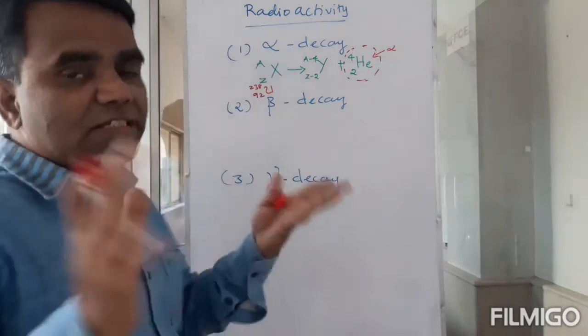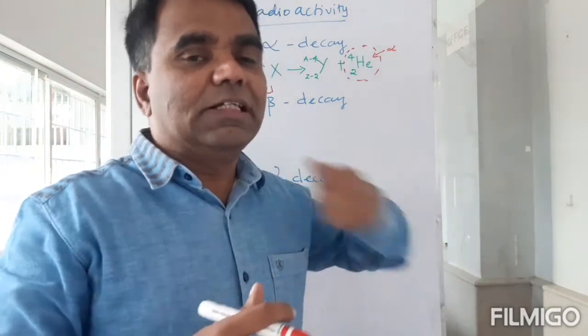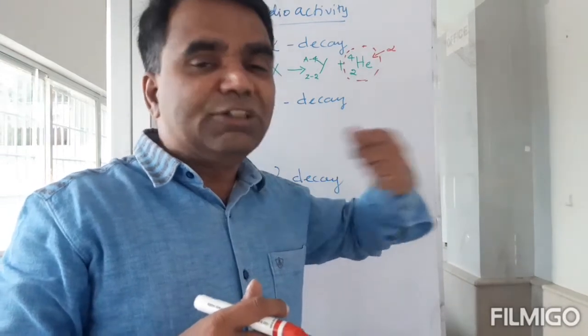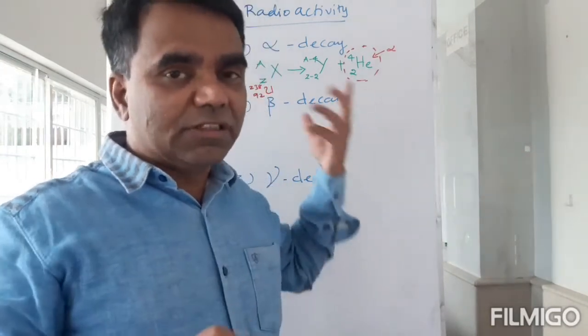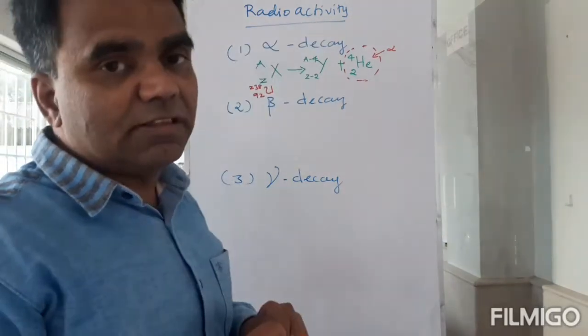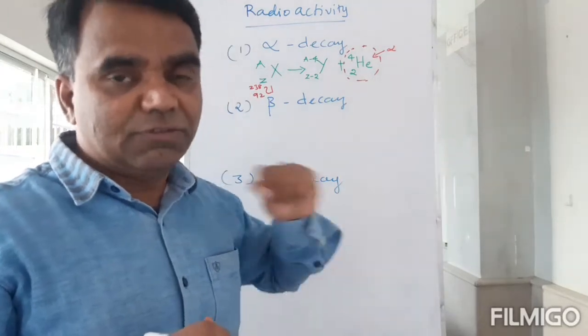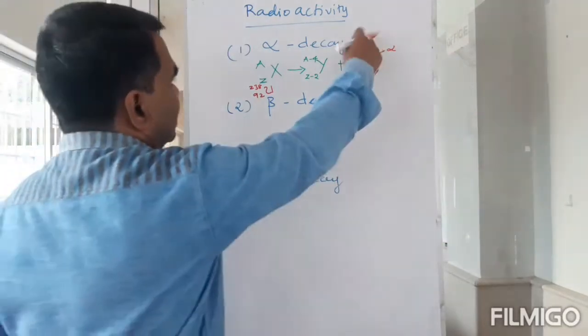So it's an unstable nucleus. Since it's unstable, it will undergo radioactivity. And what type of radioactivity does it undergo? It undergoes alpha decay. When it undergoes alpha decay, it's going to emit the helium nuclei, which is an alpha particle. So this is the alpha particle, right?